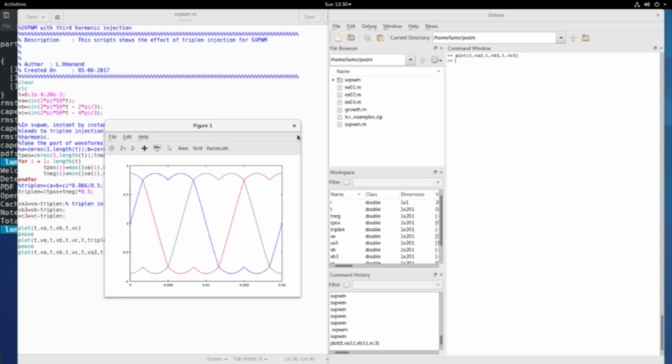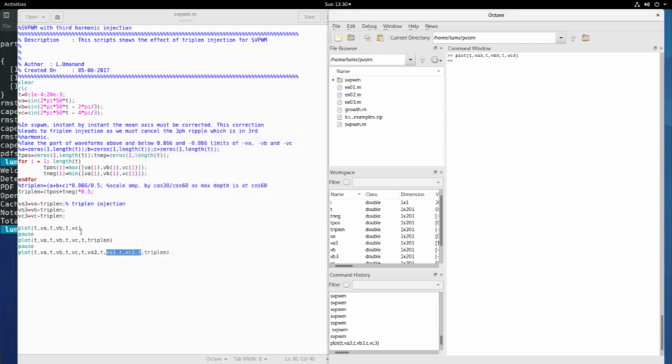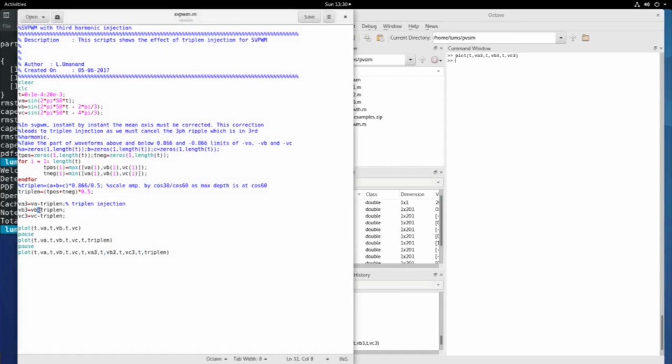Now one can subtract the triplen from the original sinusoidal modulating signal, or one can add the triplen to the triangular carrier. Both are fine. So in the analog implementation case, we have added the triplen to the triangular carrier.